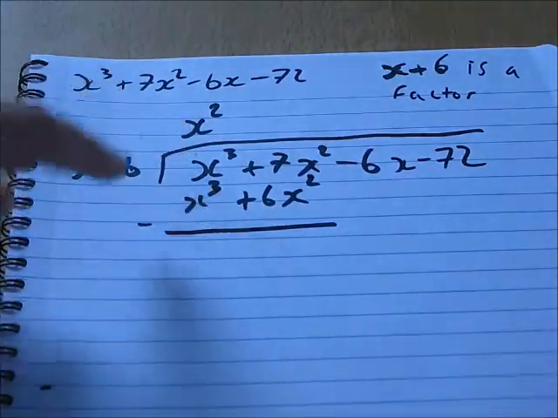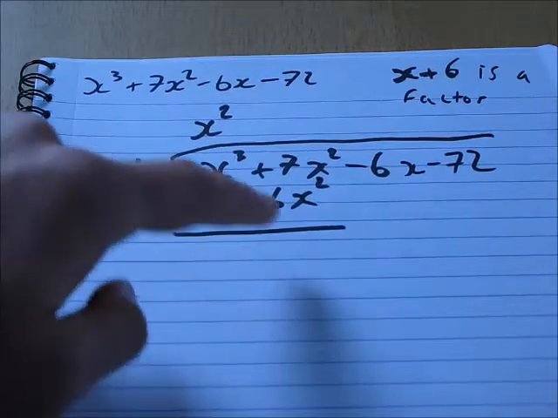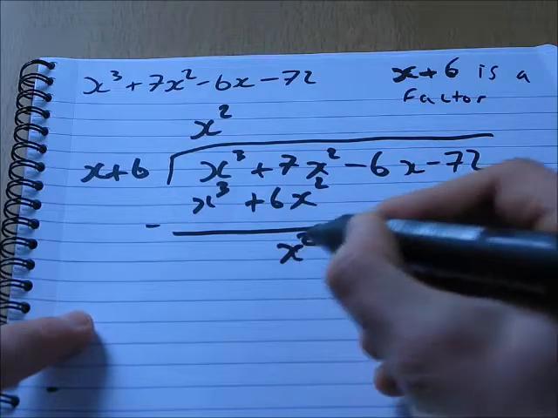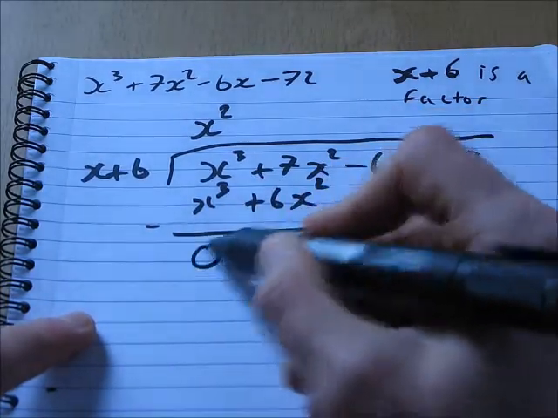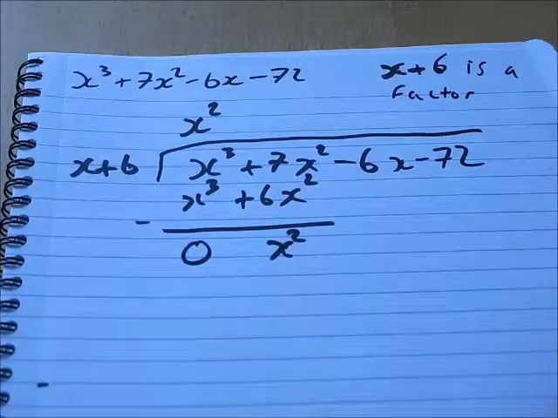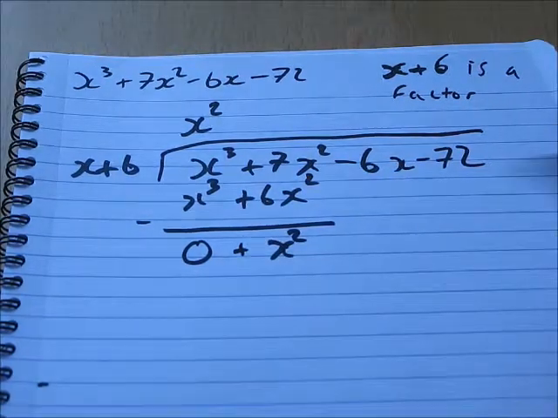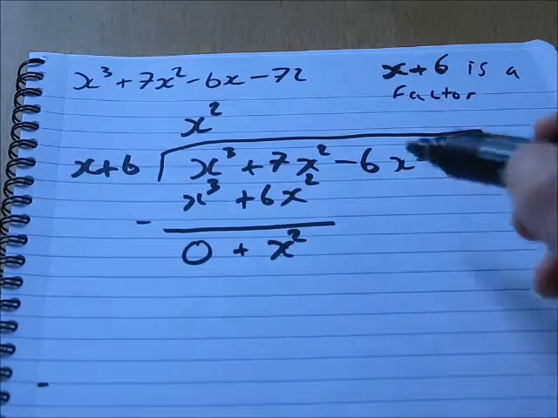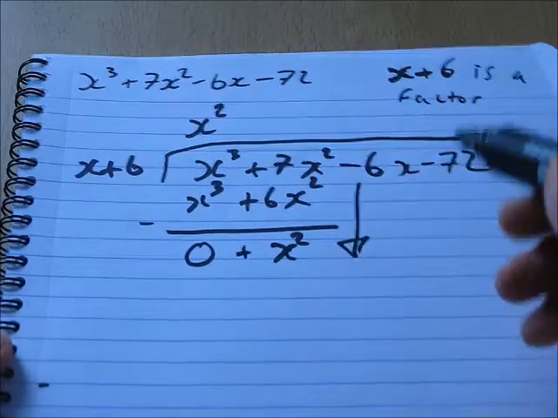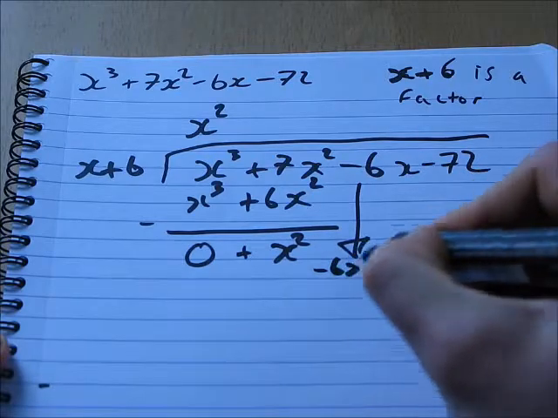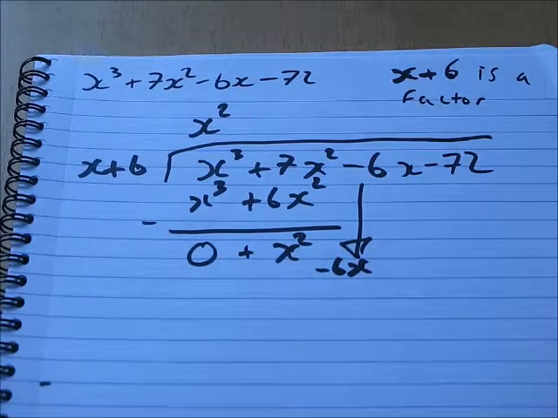So you have x cubed plus 7x squared minus x cubed plus 6x squared, which is quite simply x squared. Okay, so you see that we've gotten rid of the x cubed components, and now we're left with the plus x squared. I just wrote the 0 to show what's happened, and make sure you bring the minus 6x down. Minus 6x. Okay, and now it's exactly the same thing.